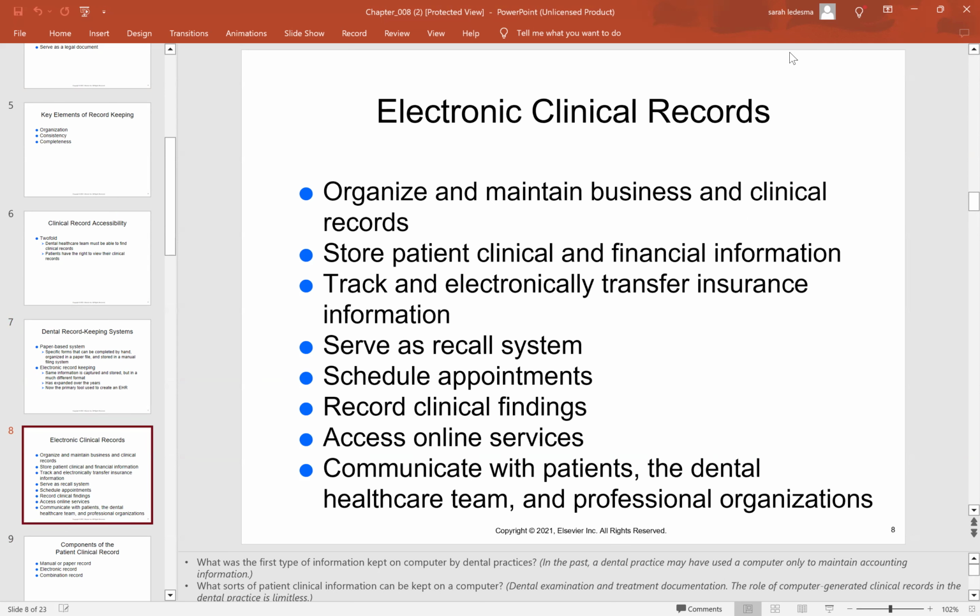Electronic clinical records organize and maintain business and clinical records, store patient clinical and financial information, track and electronically transfer insurance information. They also can serve as a recall system, schedule appointments, record clinical findings, access online services, and communicate with the patients, the healthcare team, and also professional organizations.